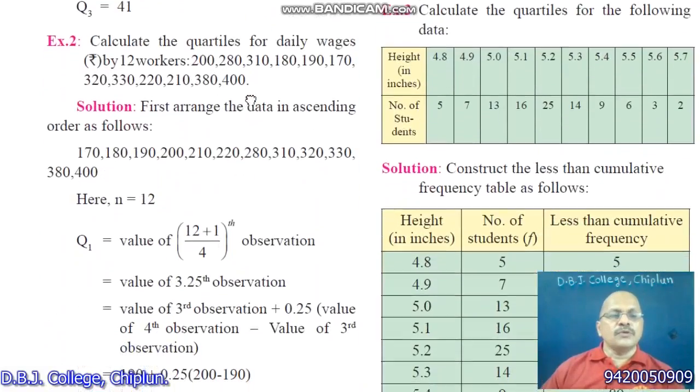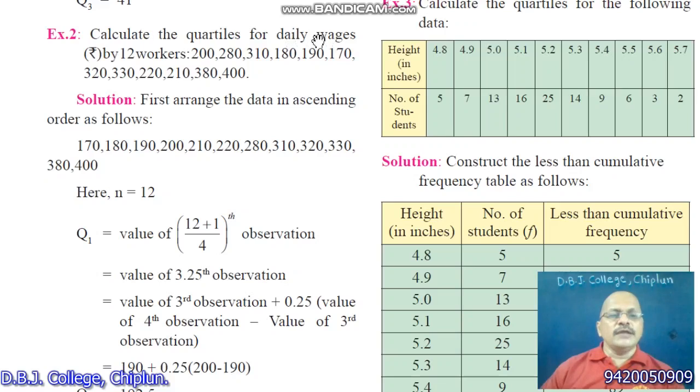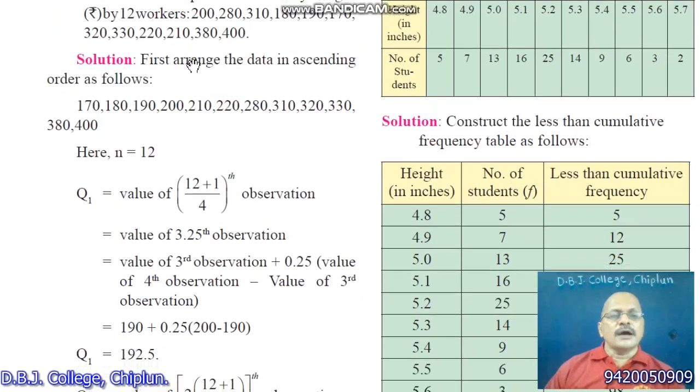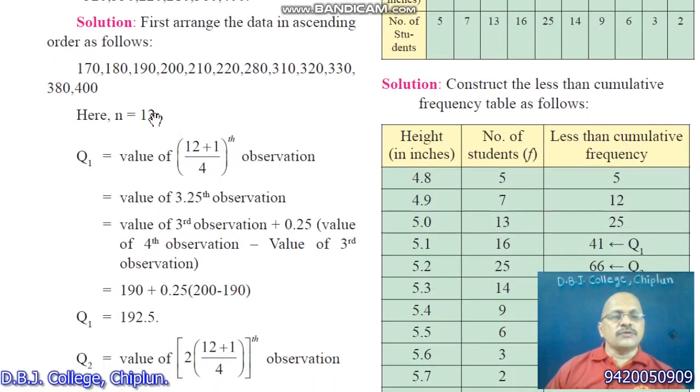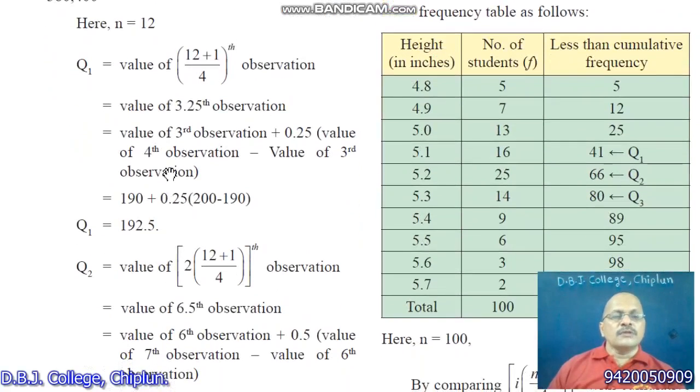Solved example number 2. Calculate the quartiles for daily wages in rupees by 12 workers: 200, 280 and so on. The data is given. Arranging the data in ascending order from smallest to largest, n is equal to 12. So Q1 is the value of (n plus 1) upon 4th observation, that is (12 plus 1) upon 4, the 3.25th observation, equal to the value of the third observation plus 0.25 times the fourth observation minus the third observation.